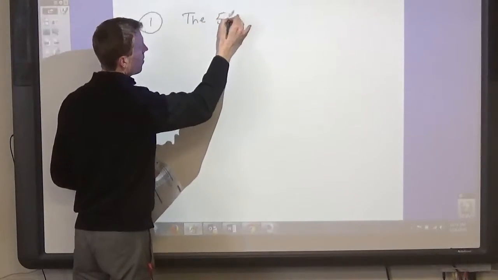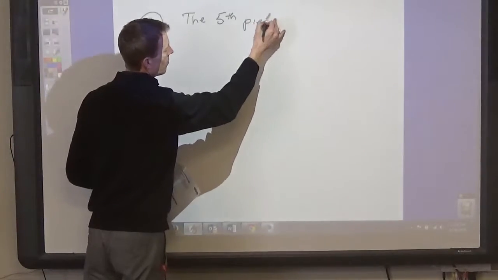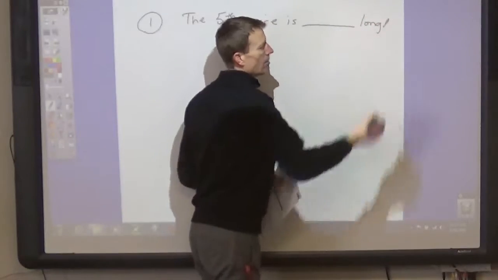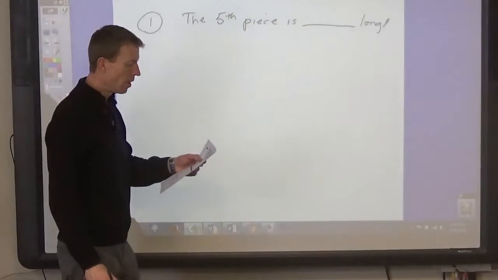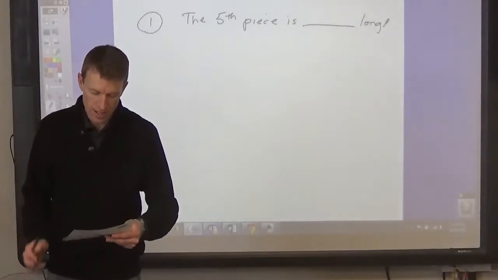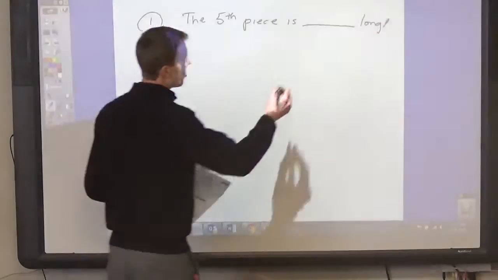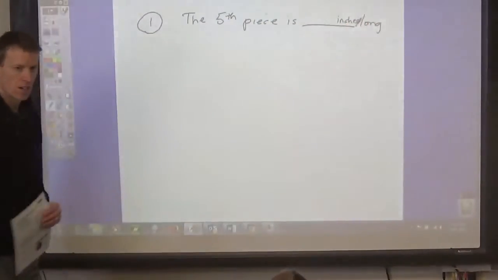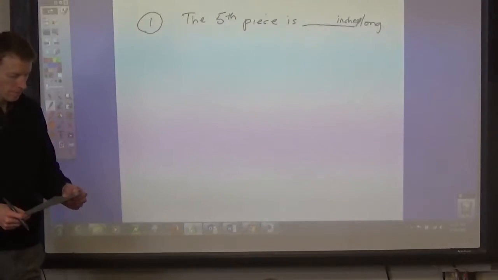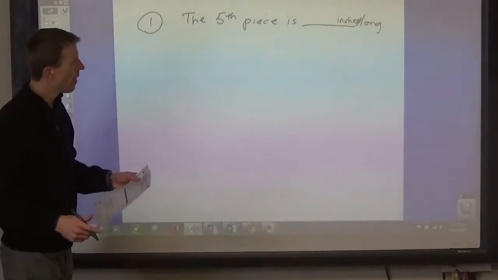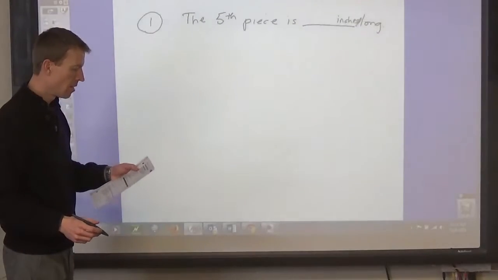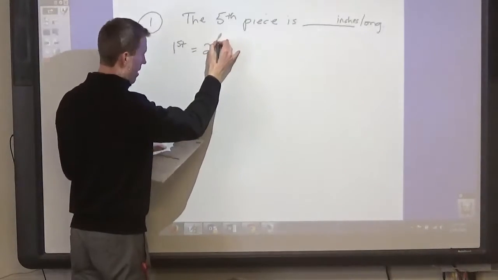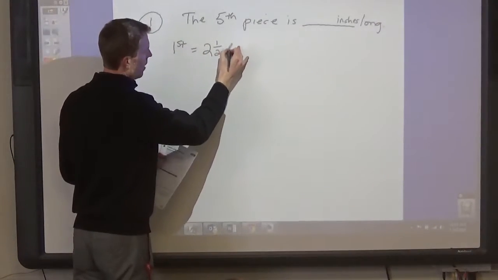The 5th piece is blank long. Now we know what the measurement is. It's in inches. So it's blank inches long. Then it says that she is going to cut 5 different pieces. Her first piece is 2.5 inches.